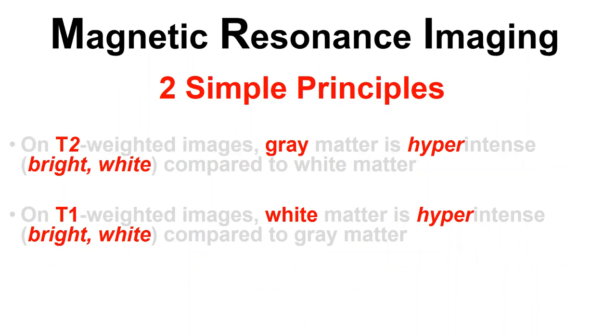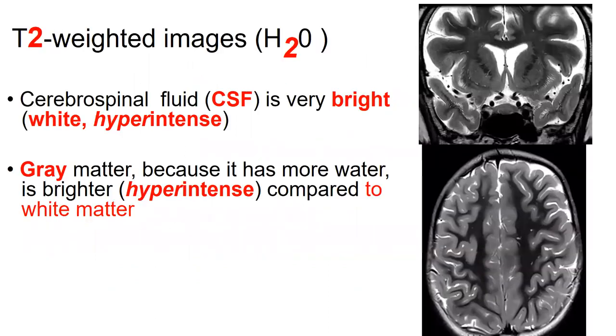All right, so T2, gray matter, hyperintense, bright, white. T1, white matter, hyperintense, bright, white. All right, let's look at representative T2 weighted images. And you can see a coronal T2, the top panel, lower panels, an axial T2 above the level of the lateral ventricles. All right, CSF, cerebrospinal fluid on a T2 will be the brightest thing that you see.